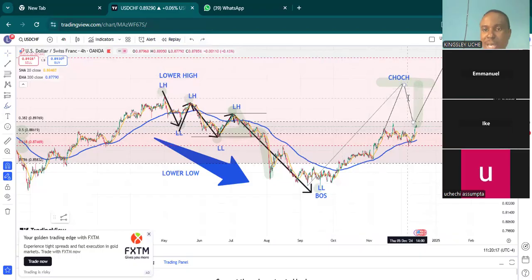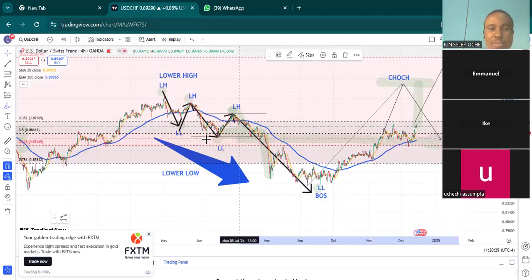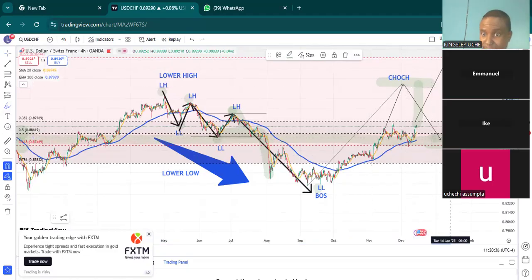Let me use this arrow here. We need the market to come down from here, from the change of character. We need the price to come down towards this area, the 0.5, 0.618 area. We need to see the market come towards this area, right?